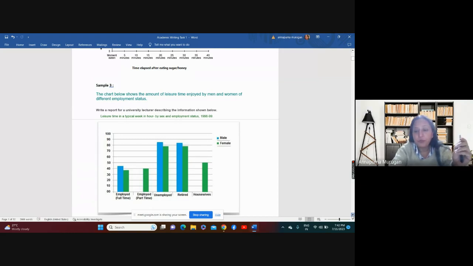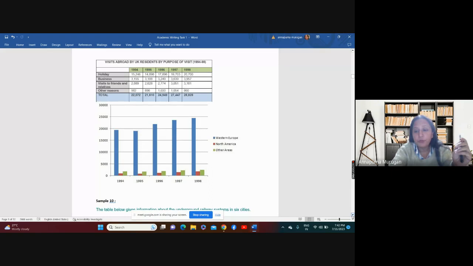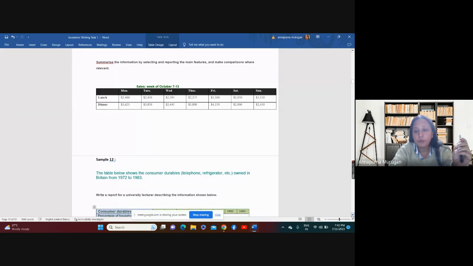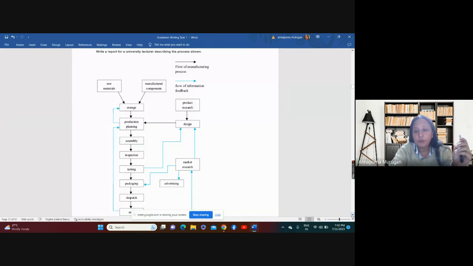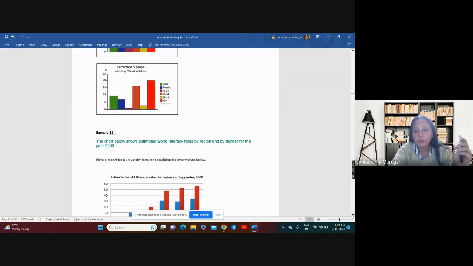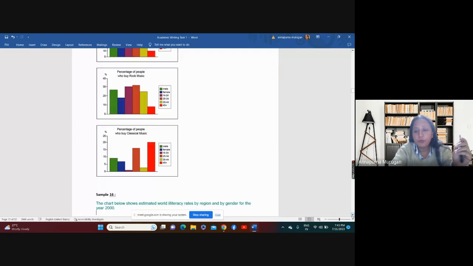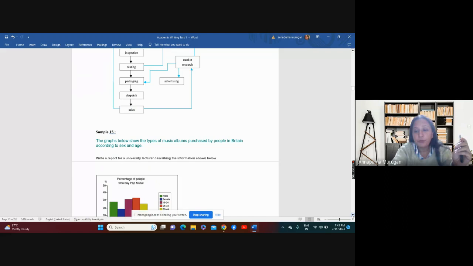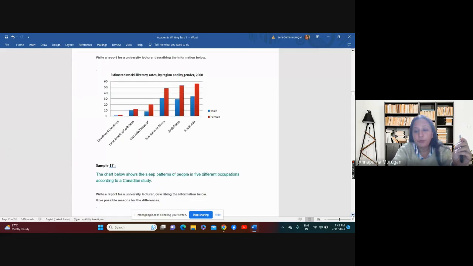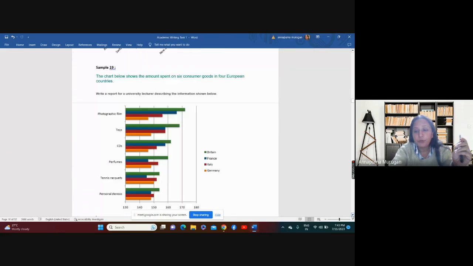Now you have the table also. You have these horizontal graphs also. You will be having tables like this. You will be having the flow chart as well. And not only that, you will not just be having one graph or two graphs. Sometimes you can see that in one particular task you will be having three graphs. These are all extractions from your previous IELTS papers.